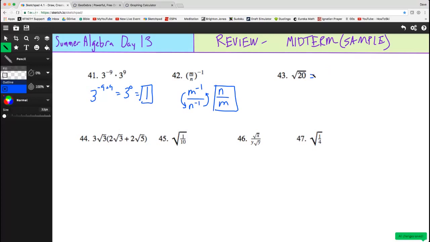All right, this is our simplifying radicals. Find the biggest perfect square inside 20, and that's 4. So this is square root of 4 times the square root of 5. Well, square root of 4 is 2. Root 5 is just root 5.